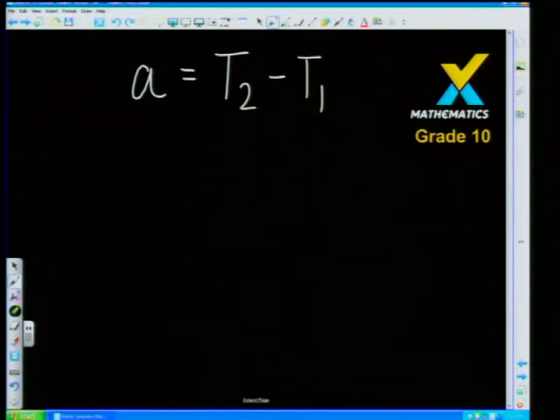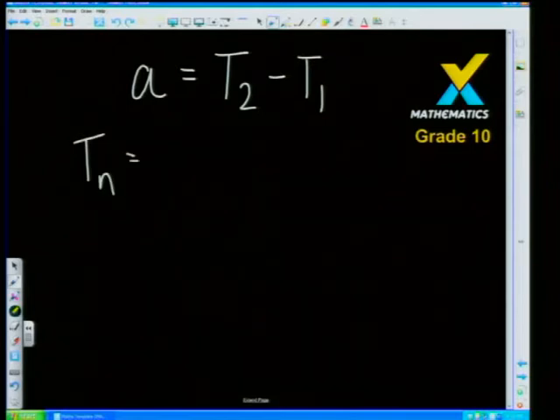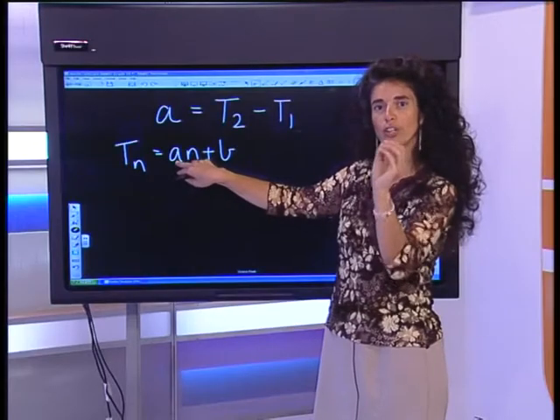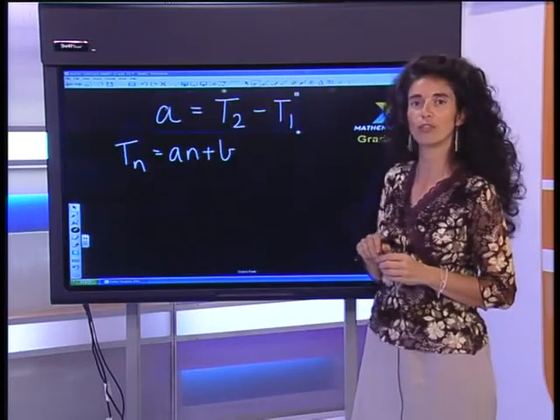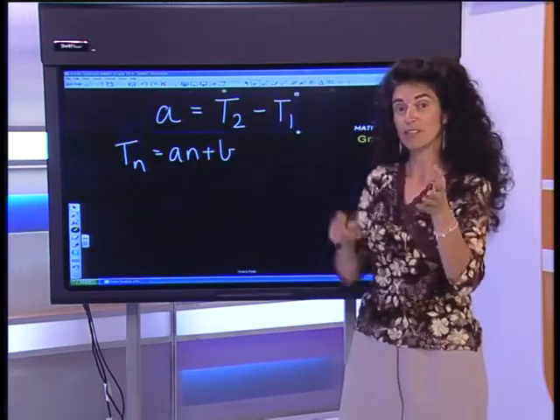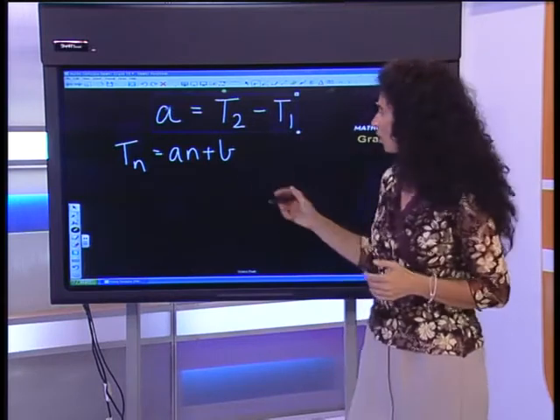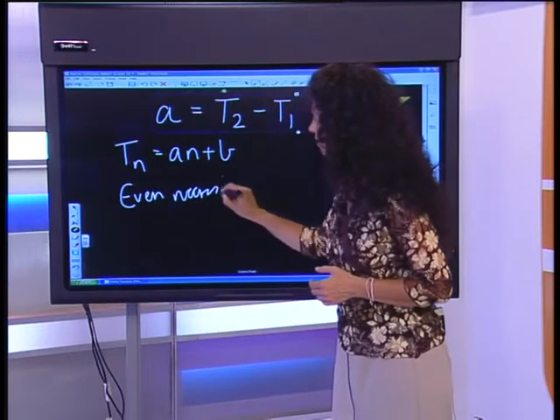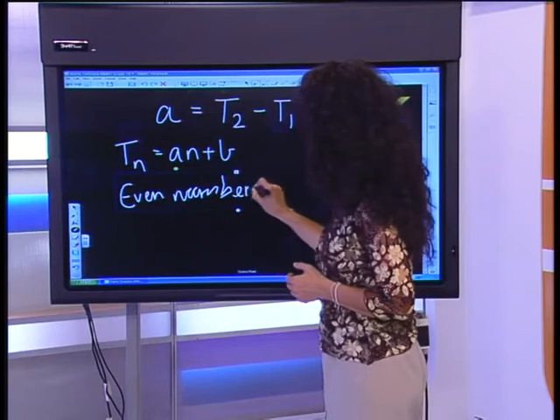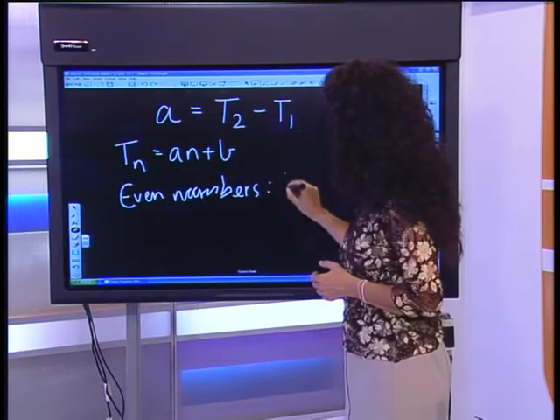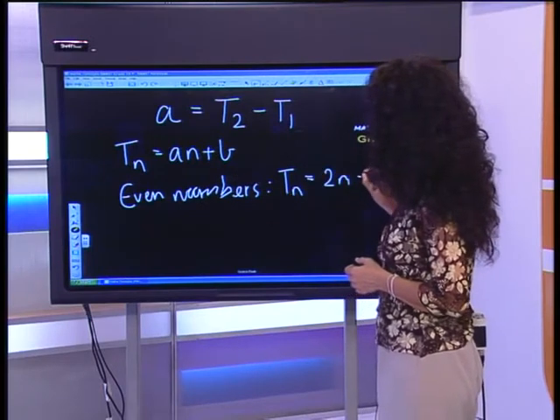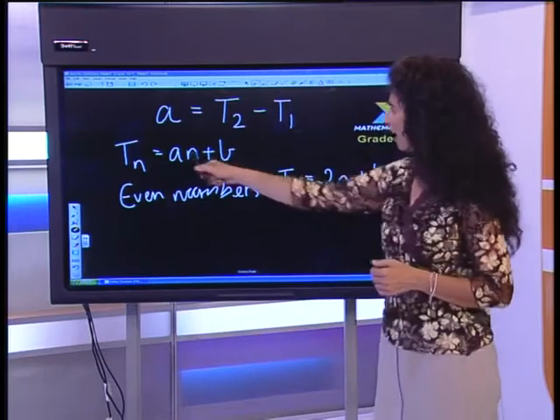So remember when we said the general term, Tn equals an plus b, we now are saying that to get the coefficient of that general term, all you need to do is take the difference between T2 and T1, which in the even numbers, the difference between 2 and 4 is just 2. So therefore, for even numbers, my Tn is going to equal 2n plus b. So I'm getting rid of the a.